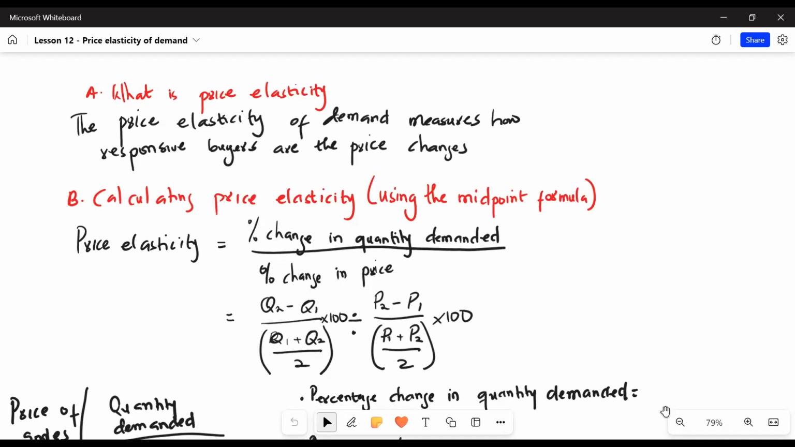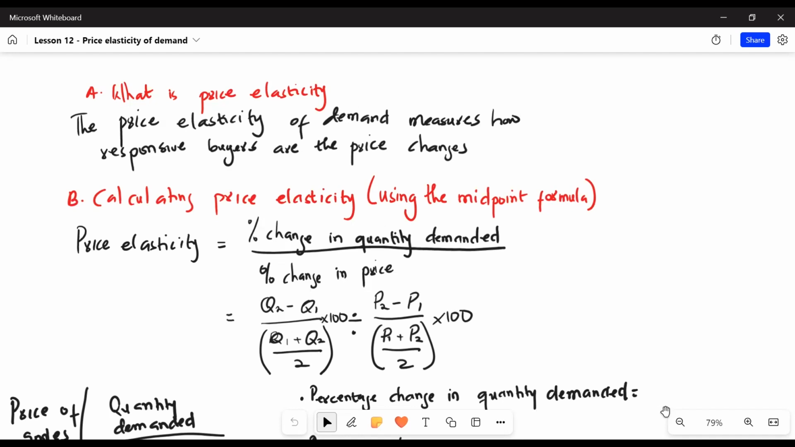Now, the law of demand tells us that when the price of a good falls, the quantity demanded will rise. And when the price of a good rises, the quantity demanded will fall. But the important question is by how much? By how much will the quantity demanded change when the price changes? That is where price elasticity of demand comes in.